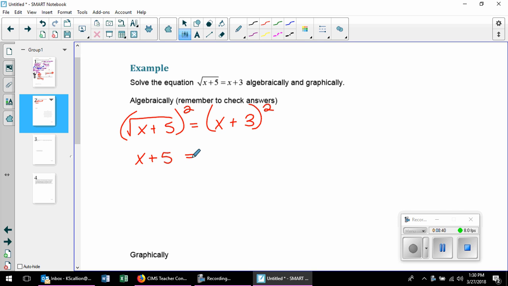If you said the answer over here is x squared plus 9, don't do that. You have to expand it. I'm going to have x squared. No.